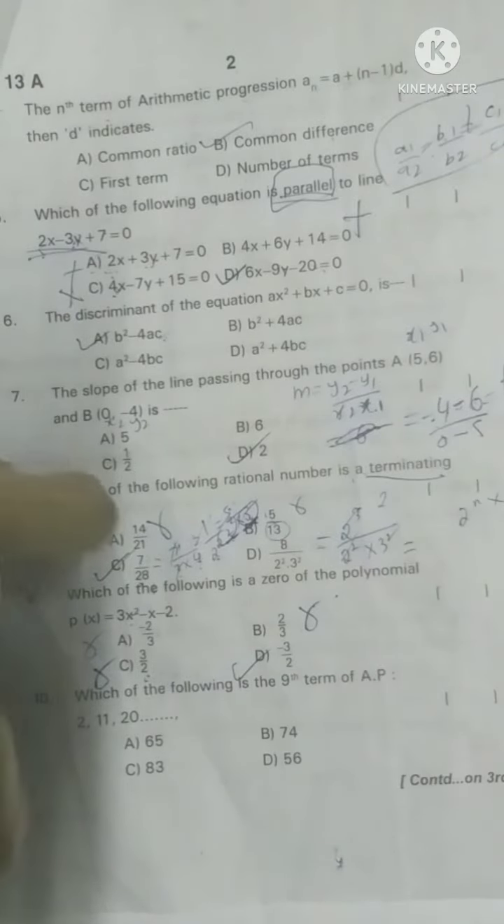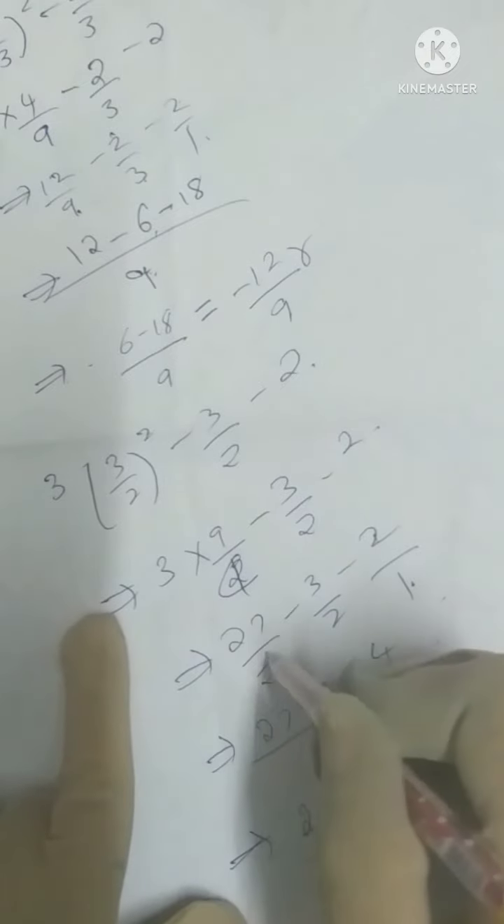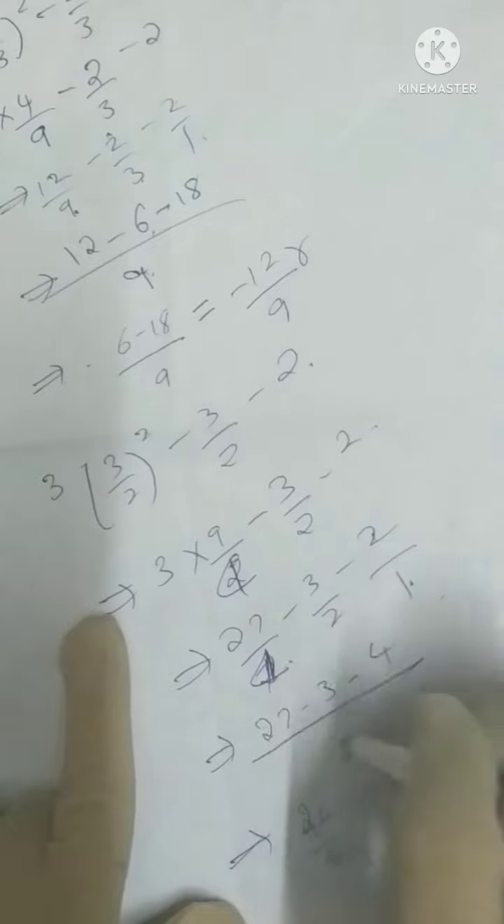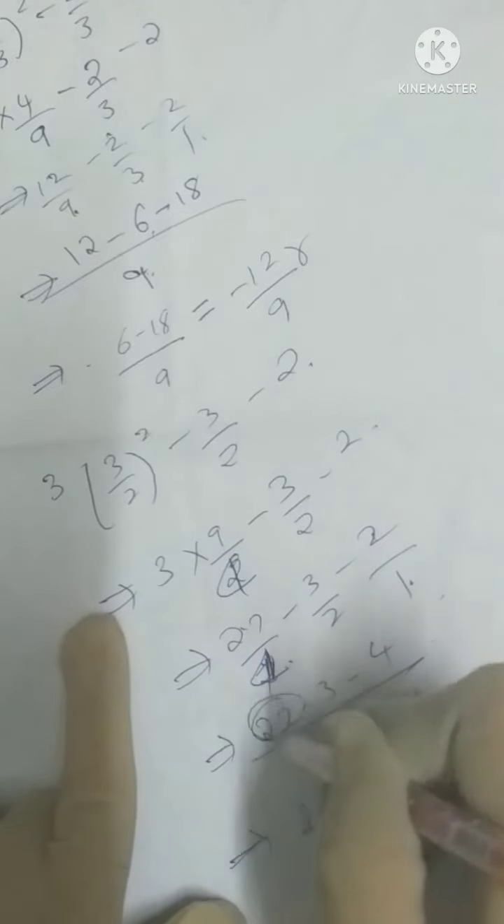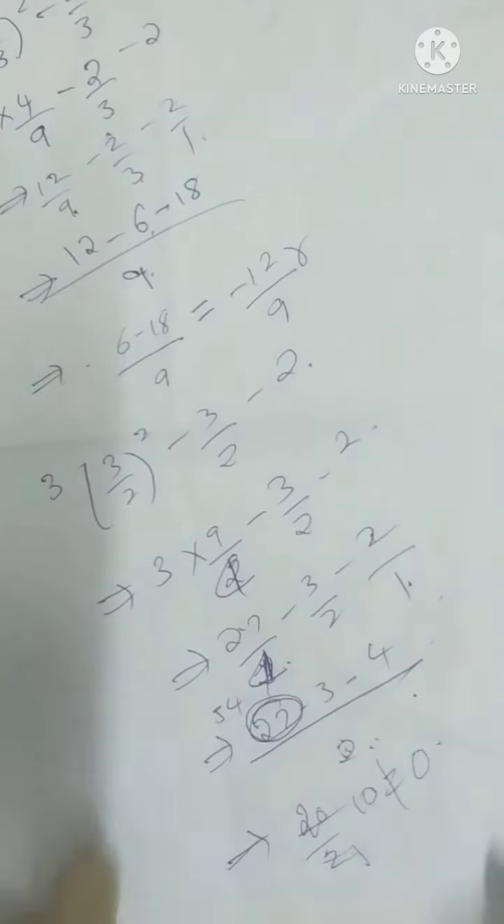So what is my answer? Option D. If I substitute, I'll get the answer. So LCM of 2 by 4 is 2. 2 into 2 by 4 is 2. 2 into 27 will become 54. But option D is the answer.